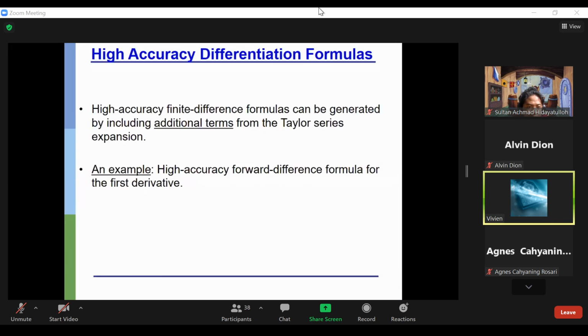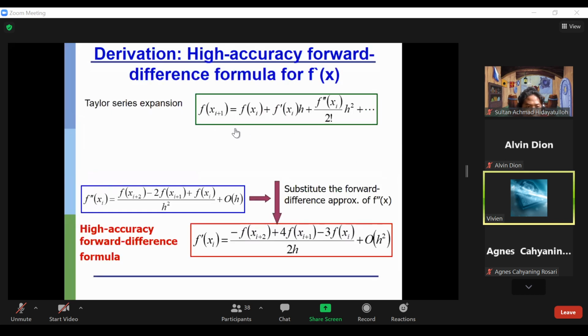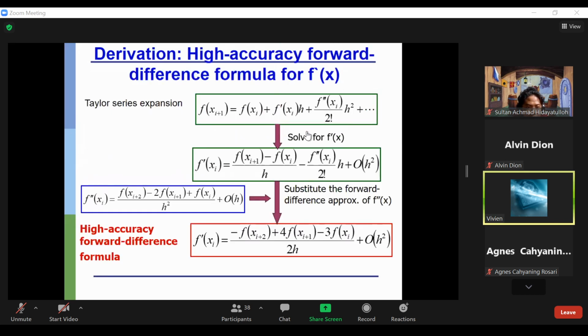And if we want to have a higher order accurate scheme, we can further use or manipulate the equations so that we have a higher order scheme. For example, here we have the Taylor series expansion, forward. Our goal is to find the first derivative, so we rearrange the equation here.